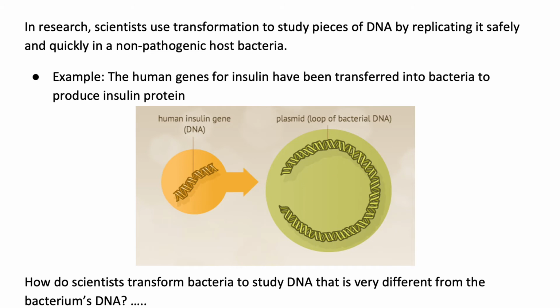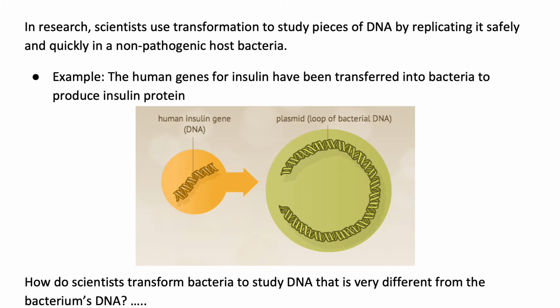So in research, scientists are able to use transformation to study pieces of DNA by replicating it safely and quickly in a non-pathogenic host bacteria. For example, the human genes for insulin have been transferred into bacteria to produce insulin protein. So how do they do that?